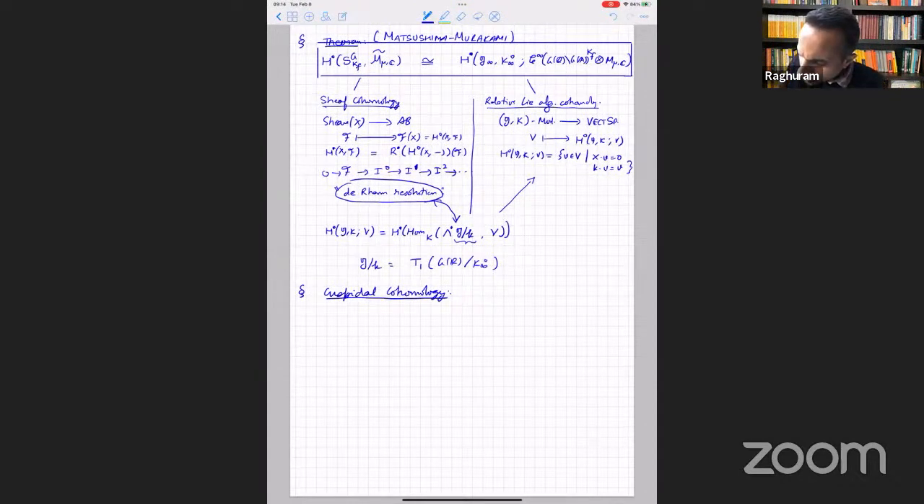So we got this Matsushima-Murakami isomorphism. Let me just rewrite that here. The cohomology of this locally symmetric space with coefficients in the sheaf is isomorphic to the relative Lie algebra cohomology of the space of smooth automorphic forms. And that coefficient system, you have to carry that baggage through.